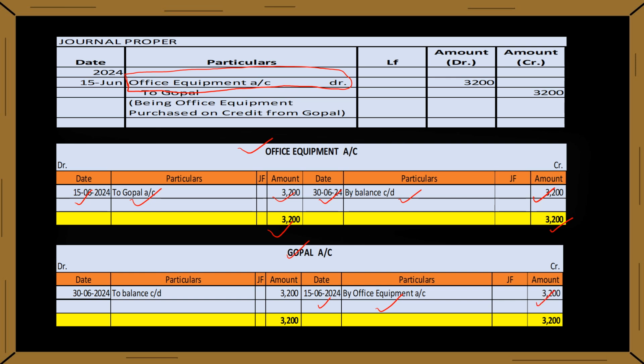We take the total of credit side, that is 3200 to the debit side also because the total of credit side is more. On 30th June 2024 we write to balance carried down 3200. With this we are completing the 4th chapter of class 11 NCERT syllabus.